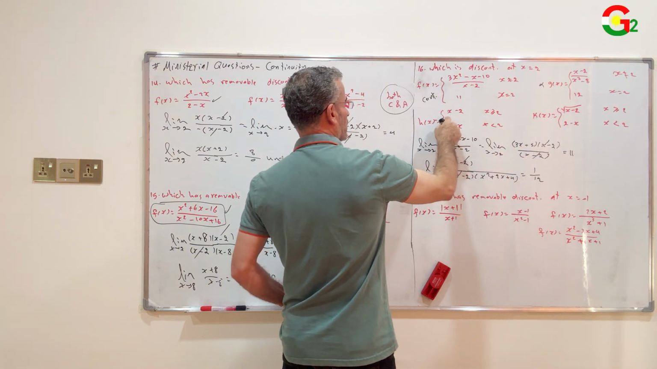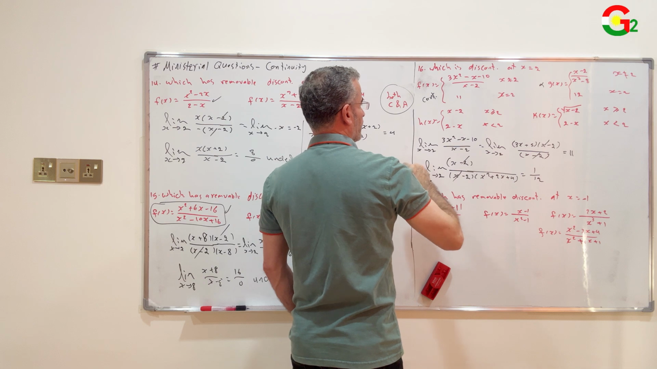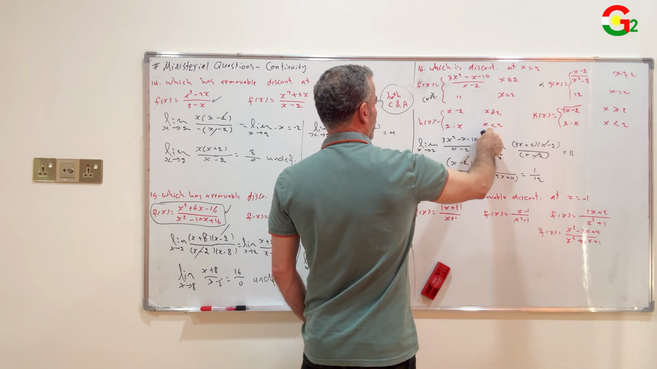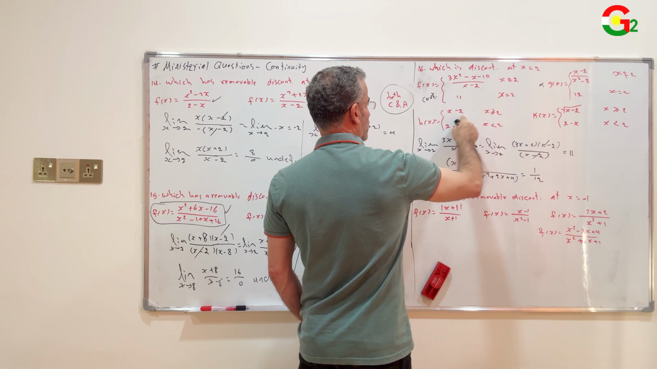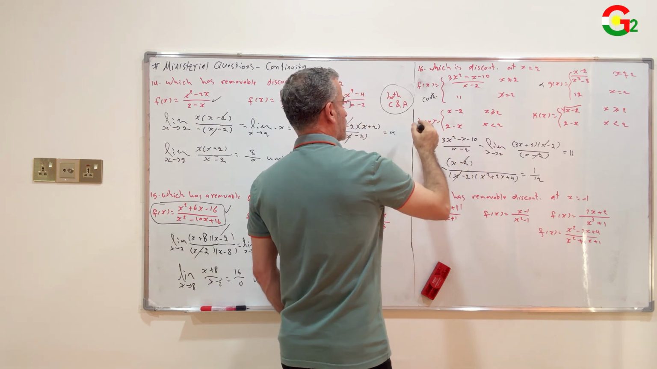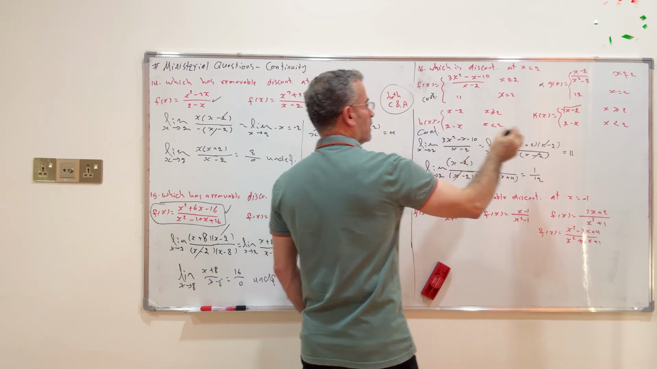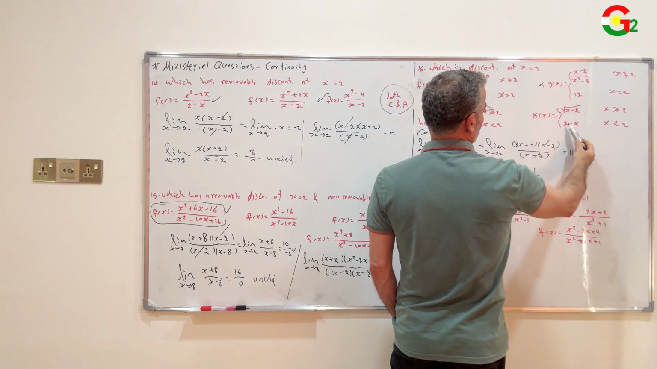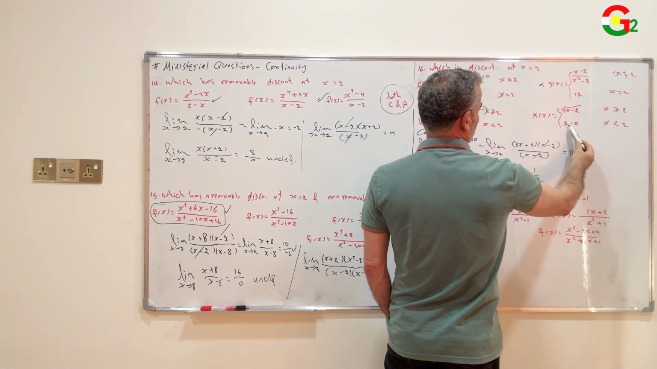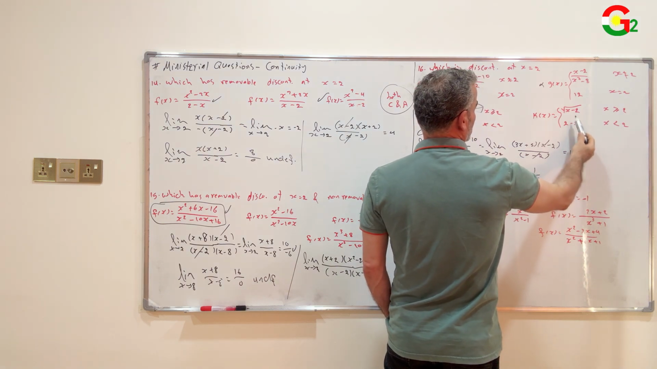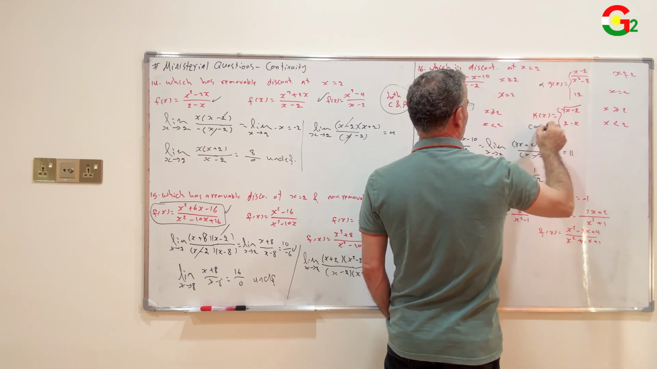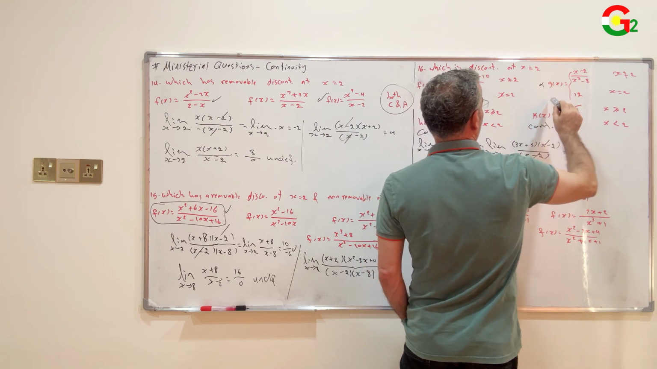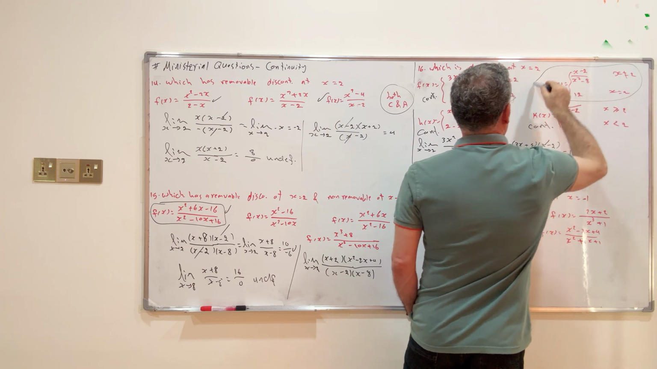Let us check this function. When x approaches 2 from left is 0, from right is also 0. Therefore, this function is continuous. Let us check this function. When x approaches 2 from left, 2 minus 2, 0. From right, 2 minus 2, 0. Also discontinuous. The right choice is B.